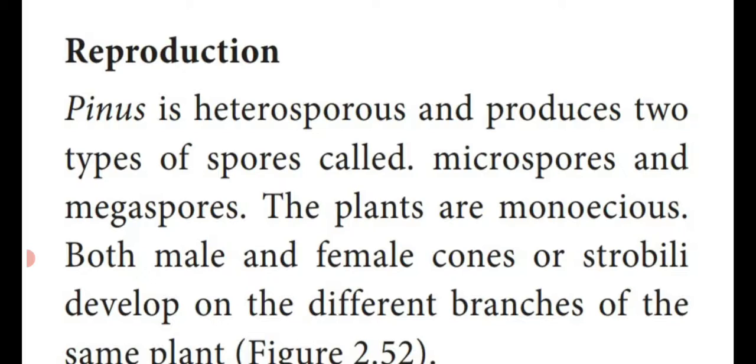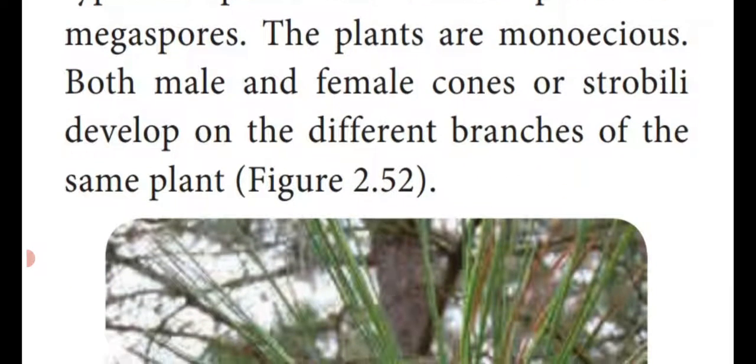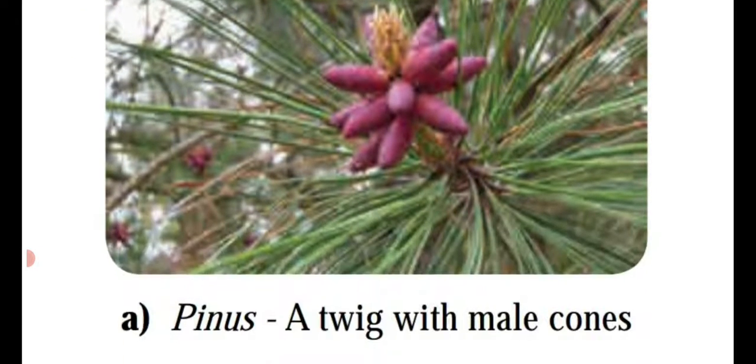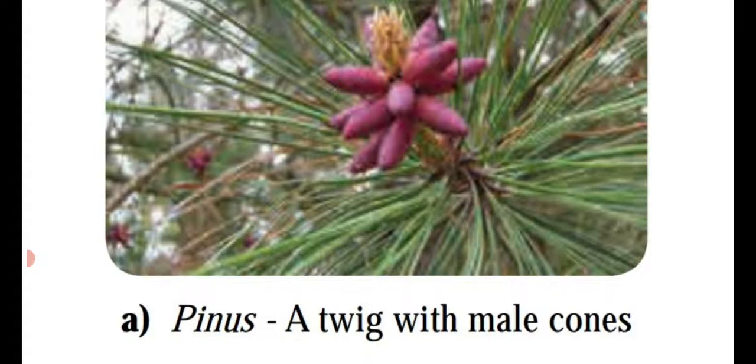See that one, the definition is given here. Both male and female cones developed on different branches of the same plant is known as monoecious condition. Here students, see the diagram. This is the needle-like leaf we told you, isn't it? Showing the xerophytic condition. So here, this pink color is a male cone with the twigs. That means leaves with the male cones.